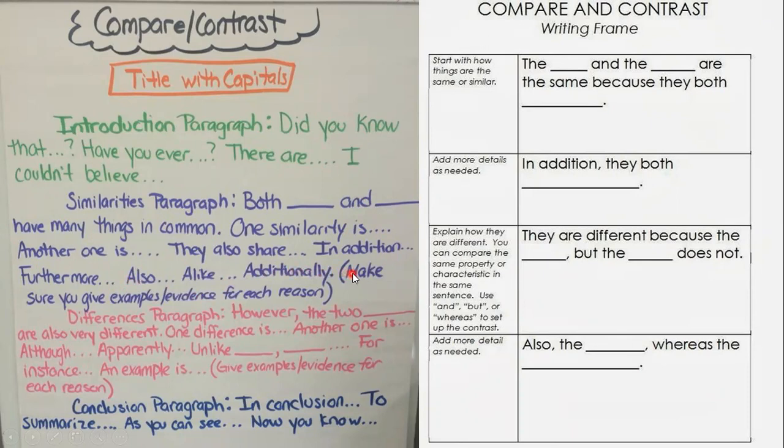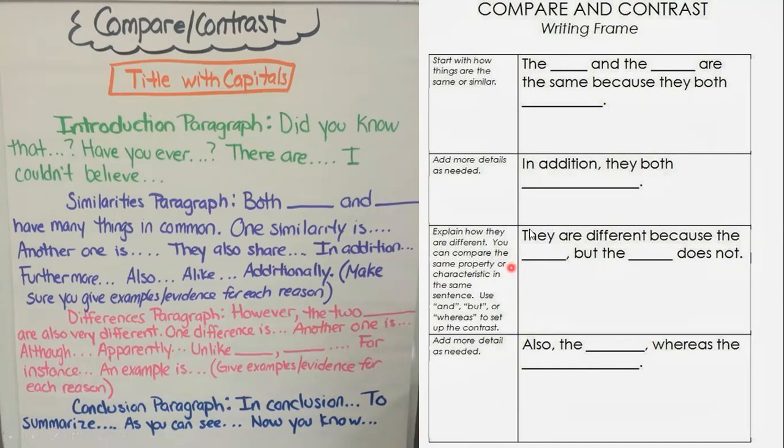also, alike, additionally, etc. Now, you do not write only these. Your paragraph shouldn't have all transitional signals. You choose the suitable ones you need, and you add all the details. Look at the differences paragraph. You write, however, the two, blah, blah, blah, are also very different. One difference is this, another difference is this, unlike this, etc. Okay? When I'm concluding, I can say in conclusion, or to summarize, or as you can see, or now you know, and I write my conclusion.